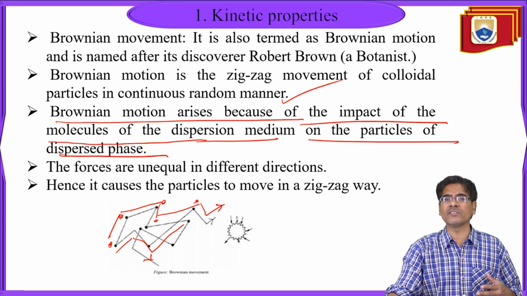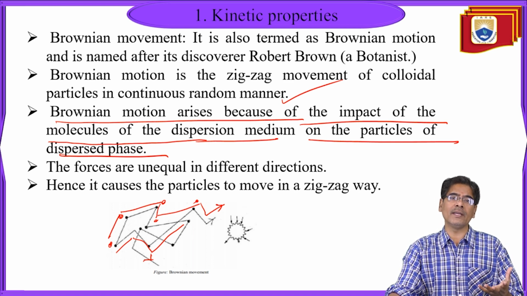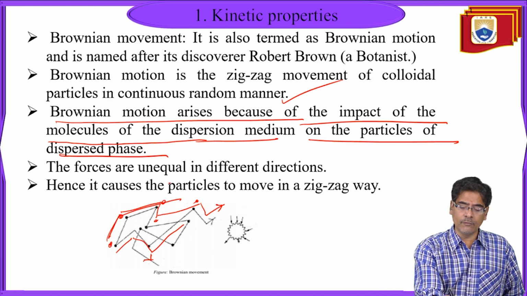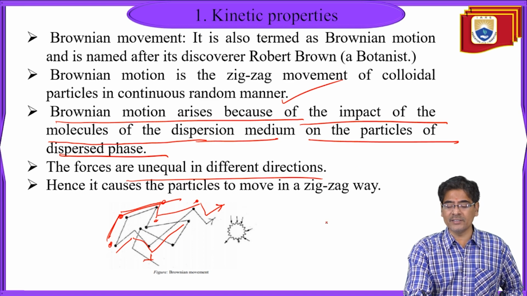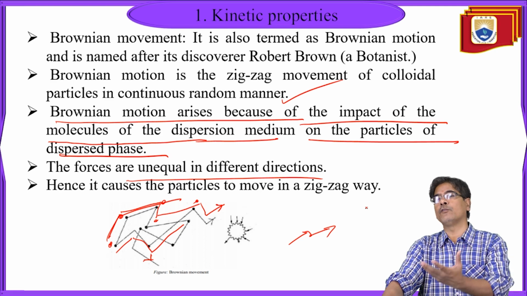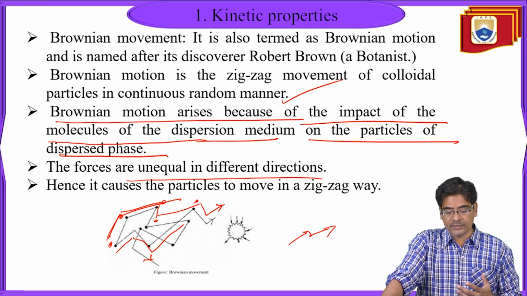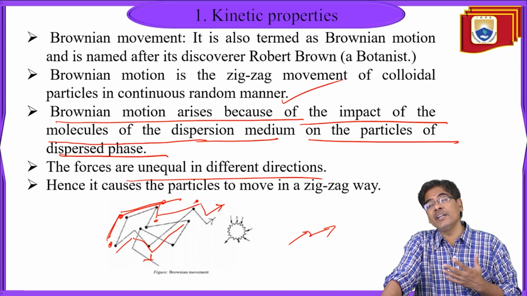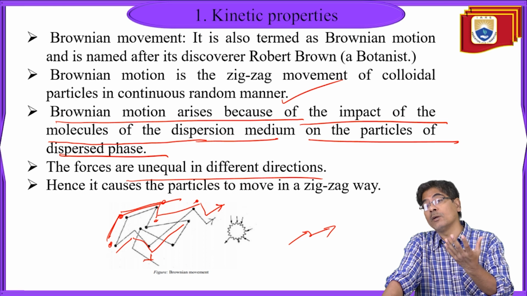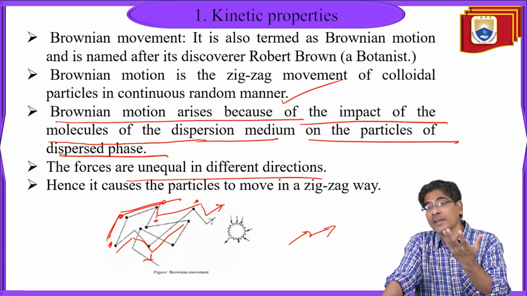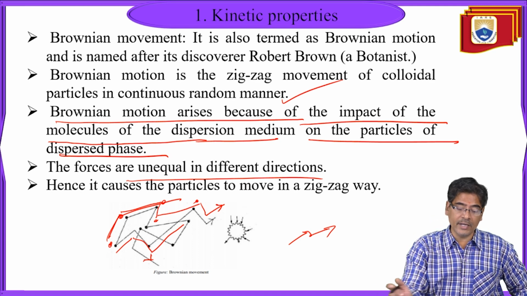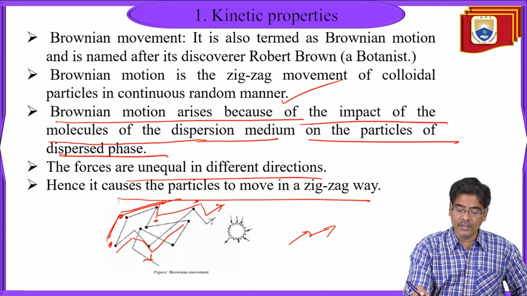What is the force that is imparting on each molecule? The forces are not the same, and the forces are unequal in different directions. Because it is a random motion, the forces will be different in different directions. Since the forces are different in different directions, the path followed by the particles of the dispersed phase is a zigzag way.